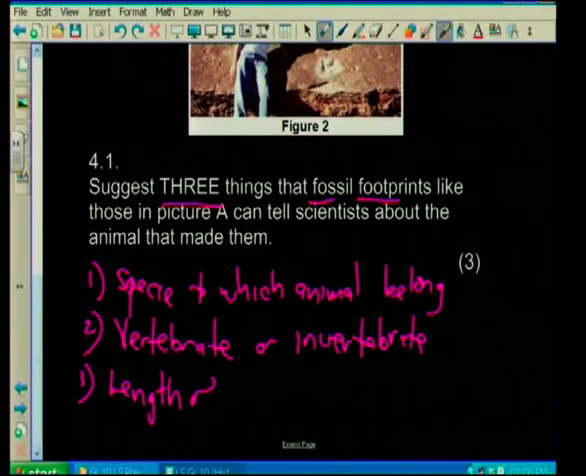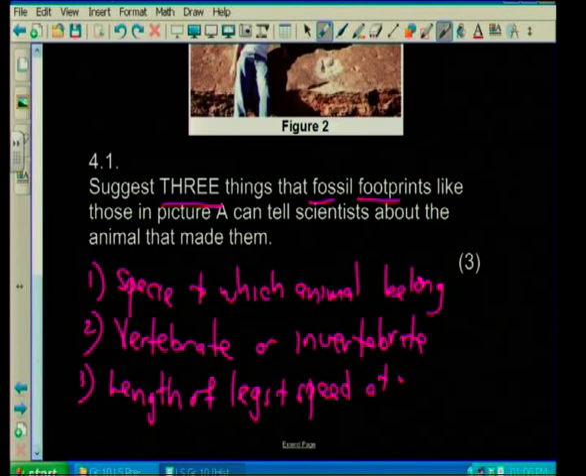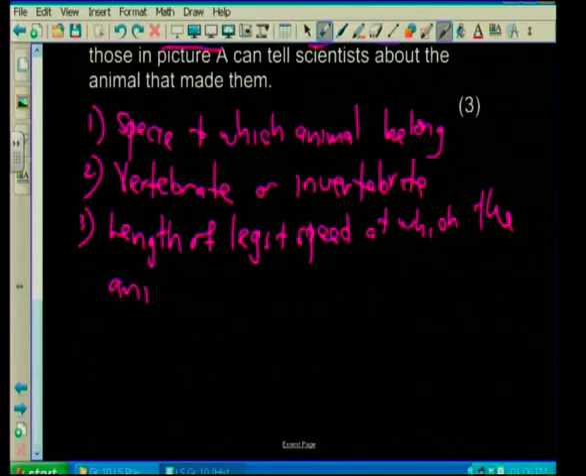It can also tell you about the length of its leg and the speed at which that animal moved. So it can tell you the length of its leg, whether it crawled onto the sand or walked onto the sand. So you're also looking at the length of the legs and the speed at which the animal moves. Those are the key things that a scientist can deduce from a fossil: the length of its leg and how fast it moved.